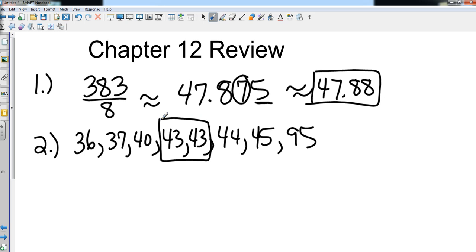So we don't have to average those. If those numbers were different, we would add them together and divide by 2. Obviously, if they're both 43, then our median is going to be 43. So the answer to number 2 is 43.